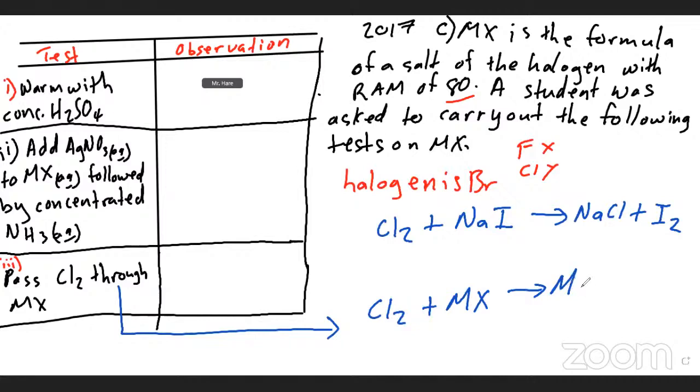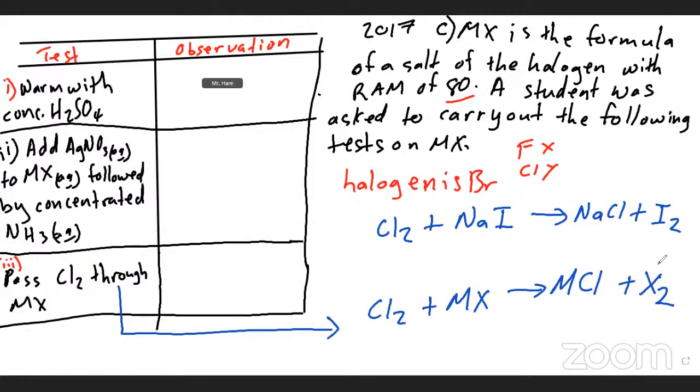MCl plus X. Not just X, it has to be X2, because remember it is representing a halogen, and the halogens are diatomic.